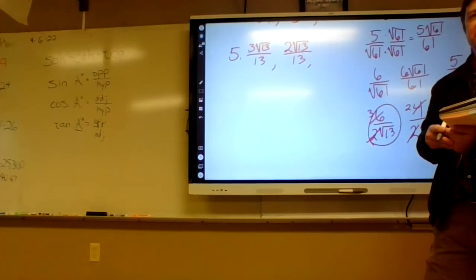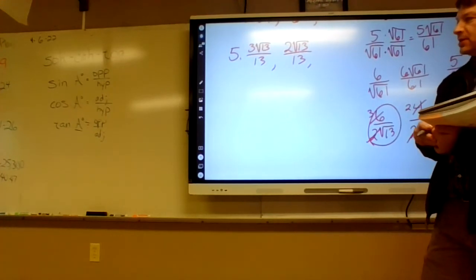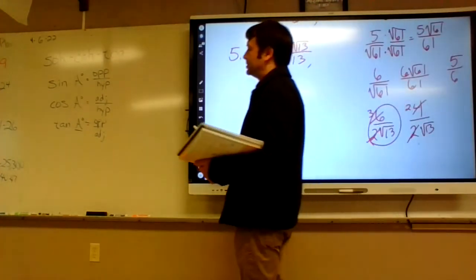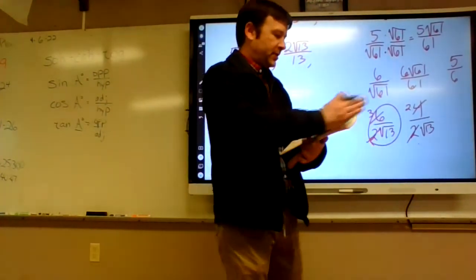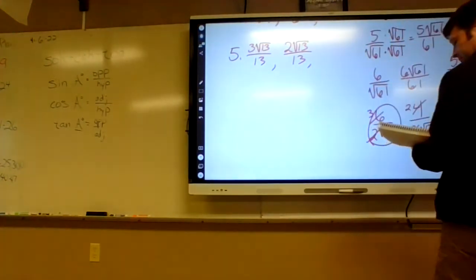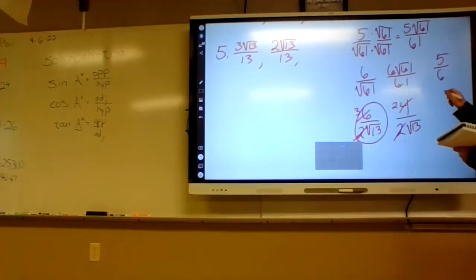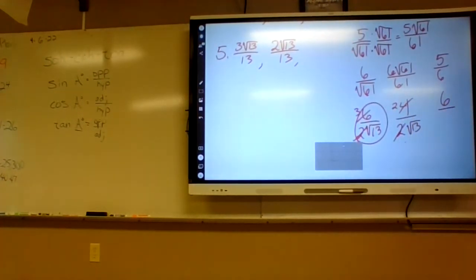Okay, tangent of y. So tangent is opposite over adjacent. So what is the opposite of angle y on number 5? 6. And what's the adjacent? Adjacent is the thing opposite of the right angle, right? No, that's the hypotenuse. So which one is the adjacent?